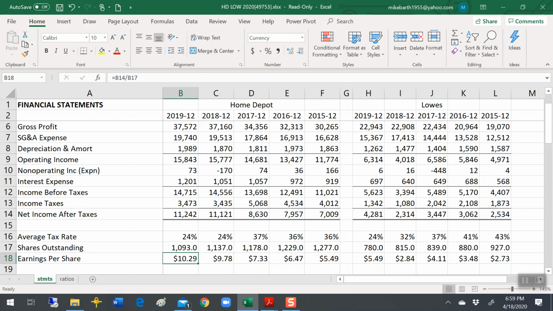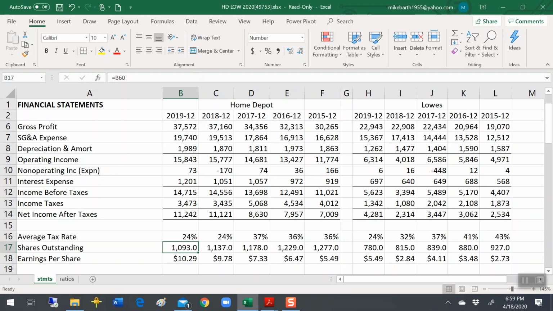One thing that we can see is that the number of shares at Home Depot have been dropping. They were 1,277,000,000, 1,229,000,000, 1,178,000,000, 1,137,000,000, 1,093,000,000. That is the impact of buying back their own shares, which we talked a little bit about regarding treasury stock in the other videos from last week. And again, that's a pretty advanced concept, and I don't want y'all to get lost in it.